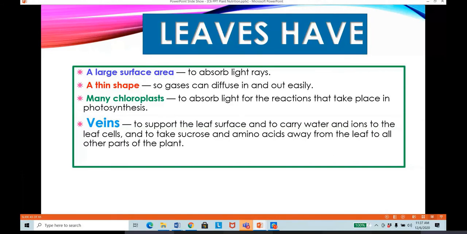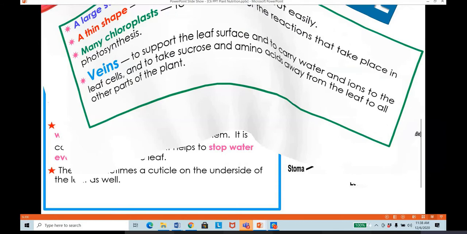They support the leaf surface and carry water and ions to the leaf's cells. And? They also take sucrose and amino acids away from the leaf to other parts of the plant. Thank you so much, sweetie. So these are the functions of the xylem and the phloem. The xylem takes the water and ions from the roots to the rest of the plant, whereas the phloem takes the sucrose and amino acids from the leaf to the various other parts of the plant. Thank you so much. So these are the various functions.